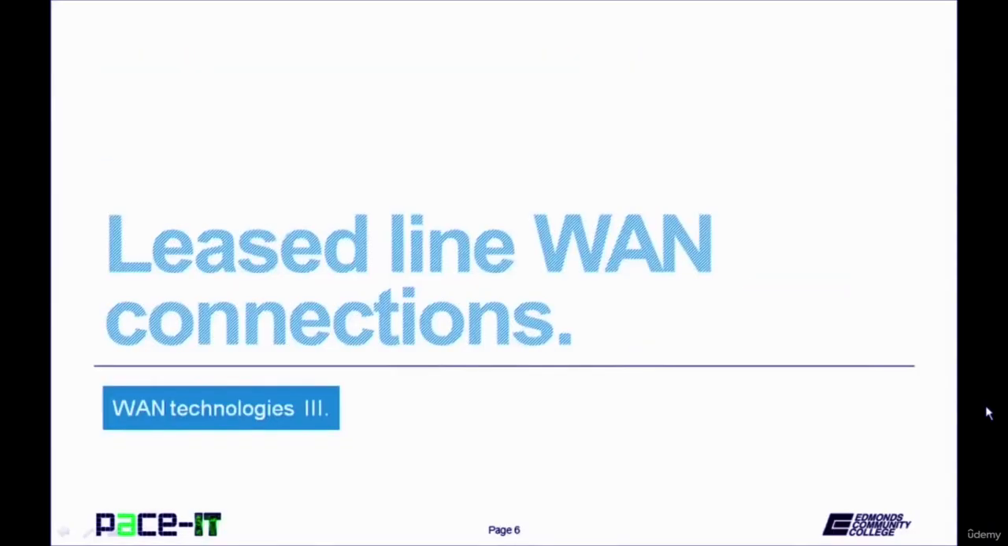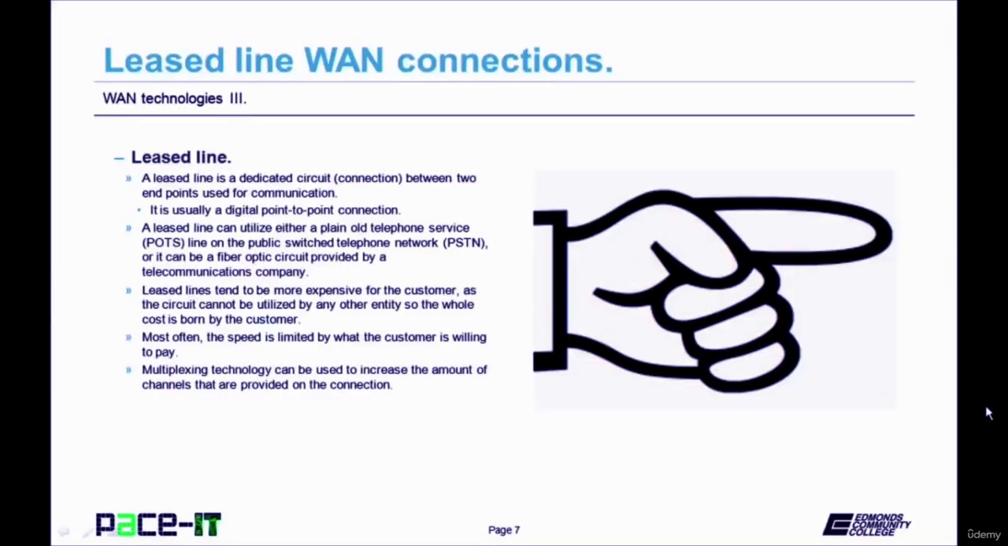It's time for us to discuss leased line WAN connections. A leased line is a dedicated circuit or connection between two endpoints used for communication. When we're talking about IT, a leased line is usually a digital point-to-point connection. A leased line can utilize either a plain old telephone service line, a POTS line, on the public switched telephone network, or it can be a fiber optic circuit provided by a telecommunications company.